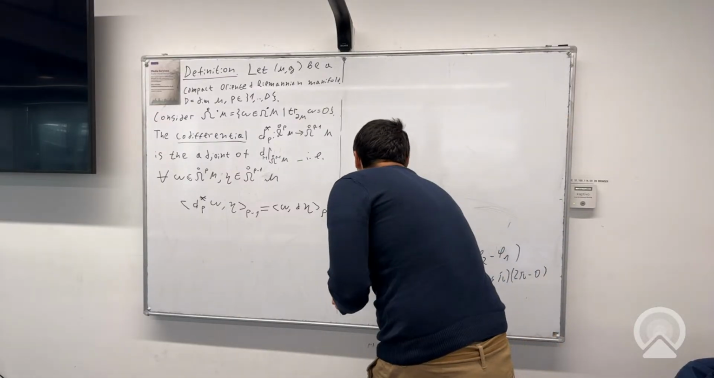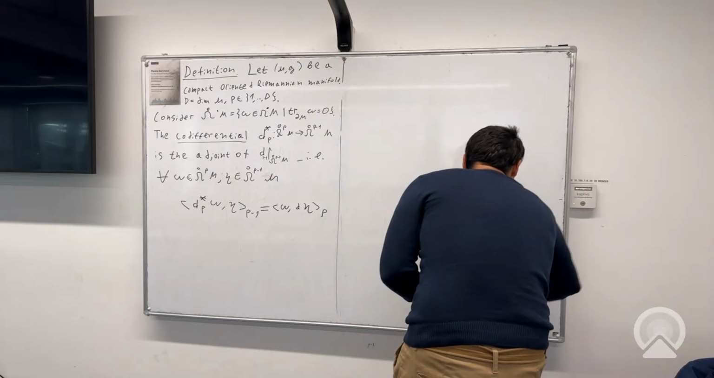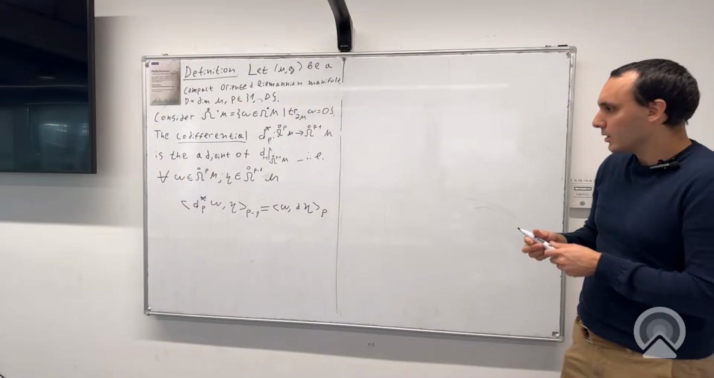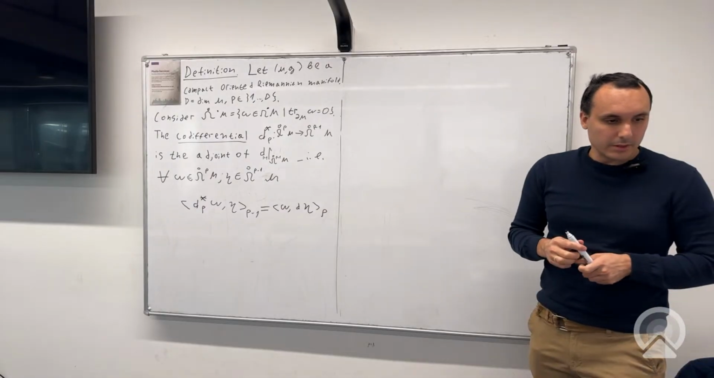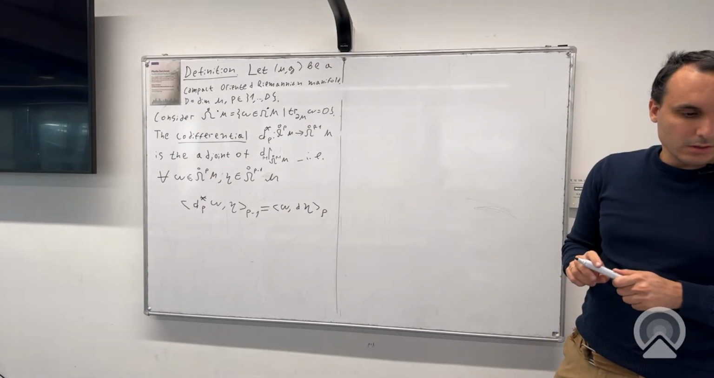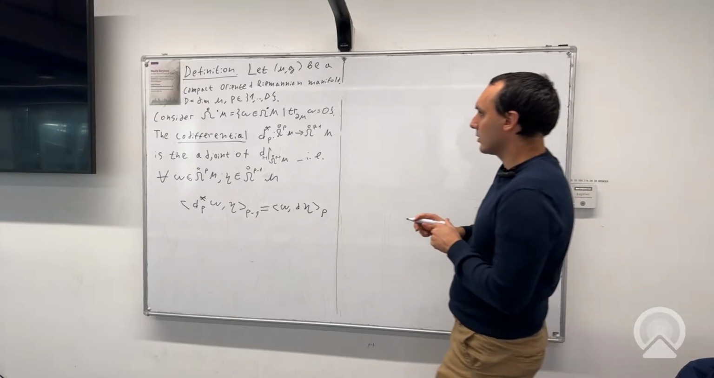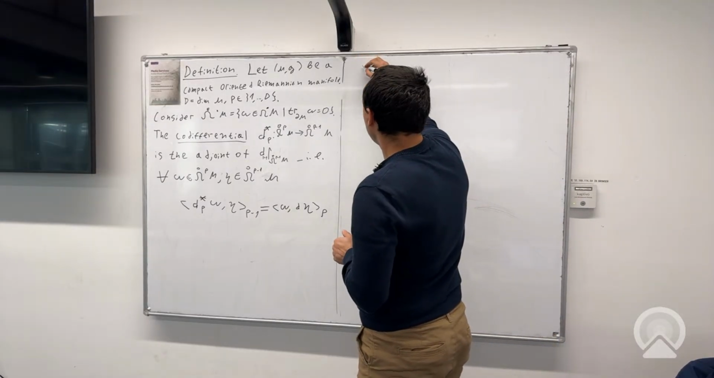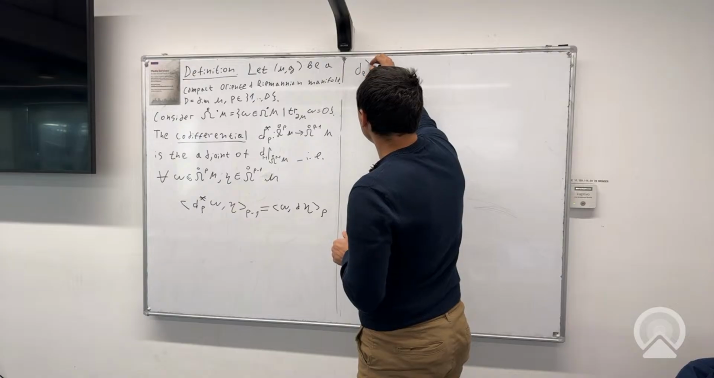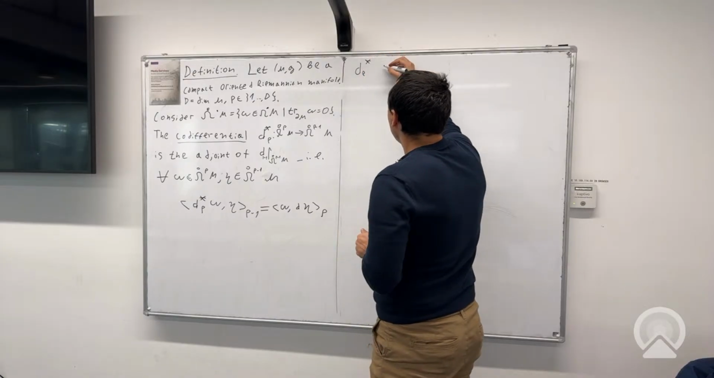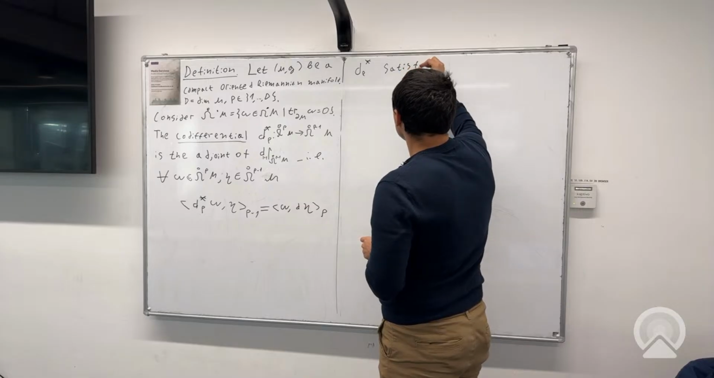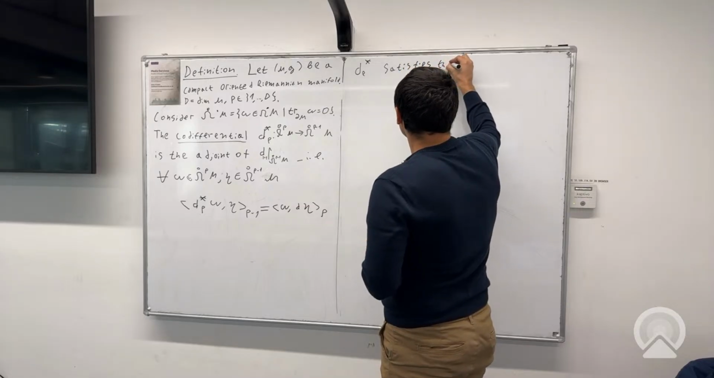Now I state the proposition. It's very short, but I don't want to prove it. It's proven in the preprint. So we'll have the following: d_p star satisfies the following.